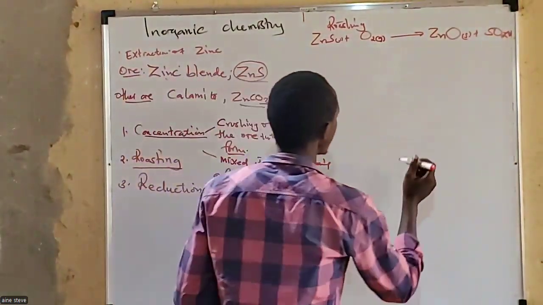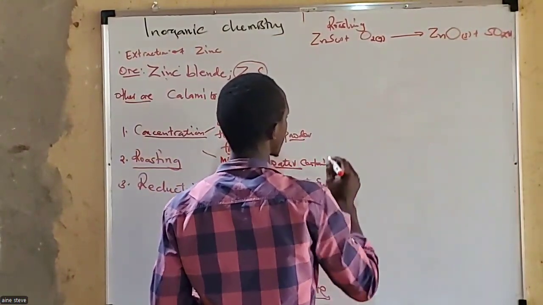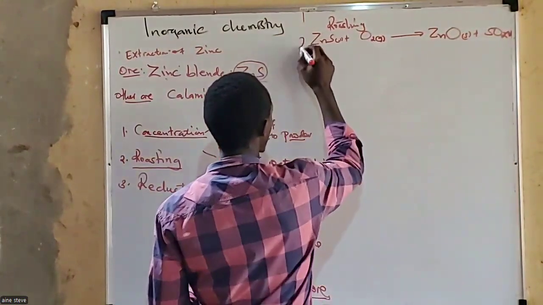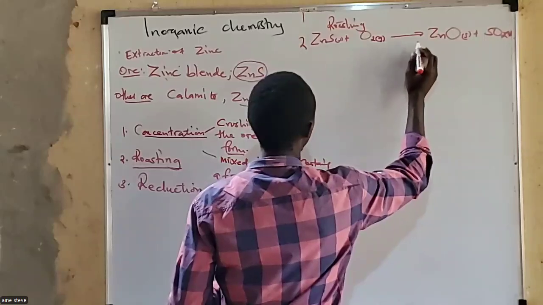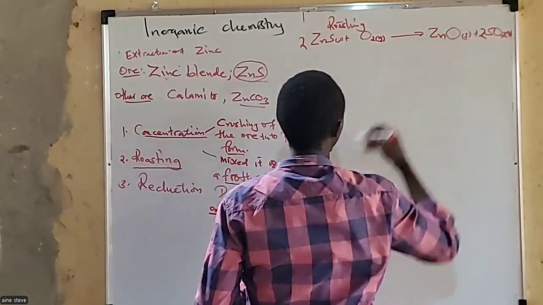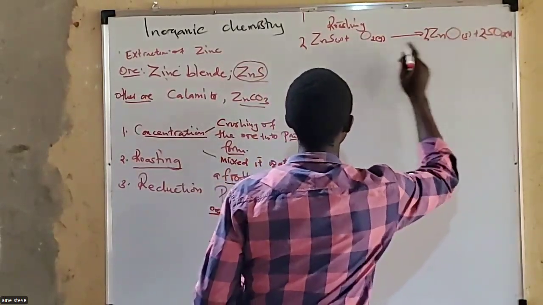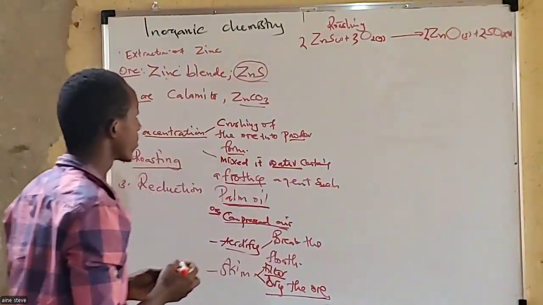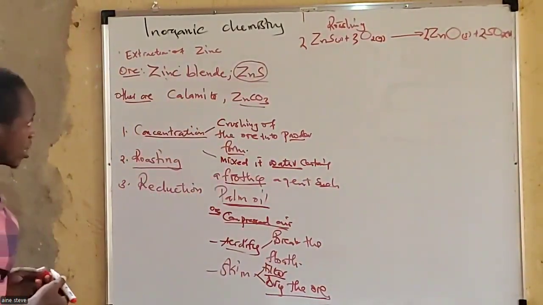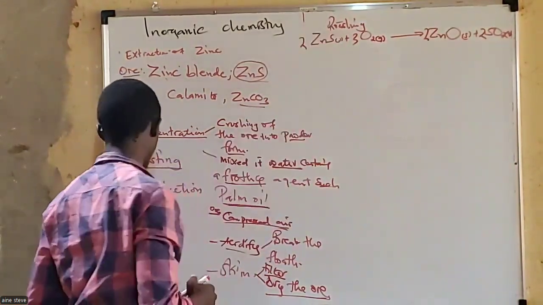So you need to ensure that the equation is balanced. So if we put here 2, we need here a 2. Sulfur is 2, that means there is 6 oxygen, so you can put here 3. So this is what we call roasting.